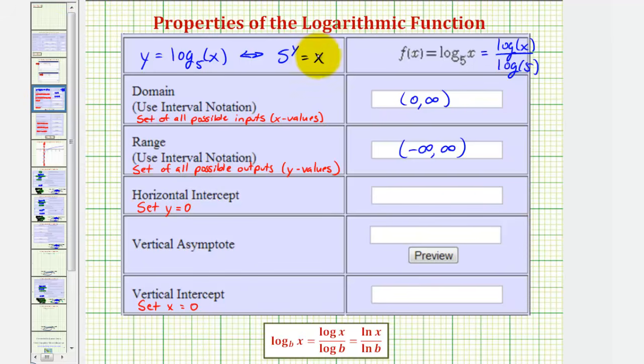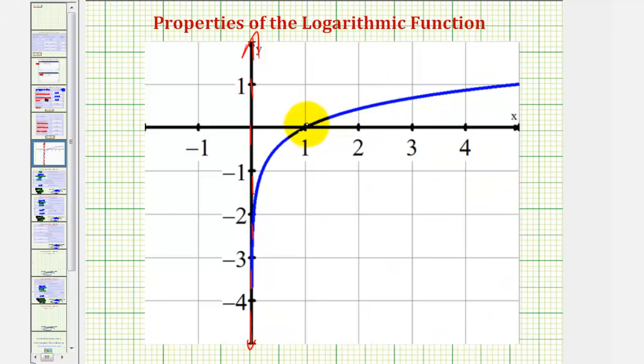Notice how if we set y equal to 0, we would have the equation 5 to the 0 equals x, so x equals 5 to the 0, which is equal to 1. So the x-intercept or horizontal intercept is 1, or the point (1, 0). We can easily verify this on the graph. Here's the horizontal intercept, which is the point (1, 0).